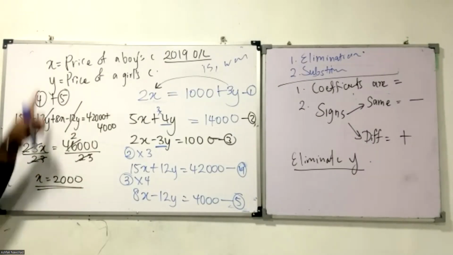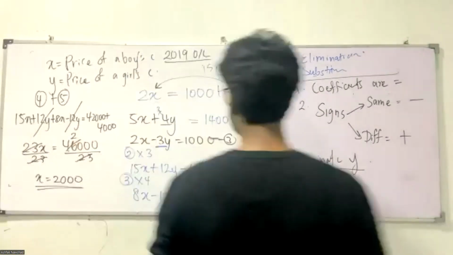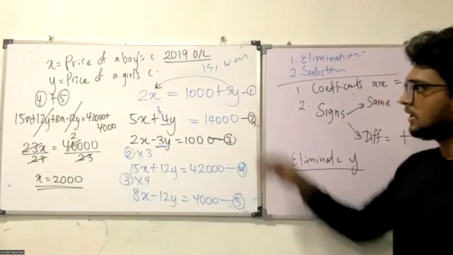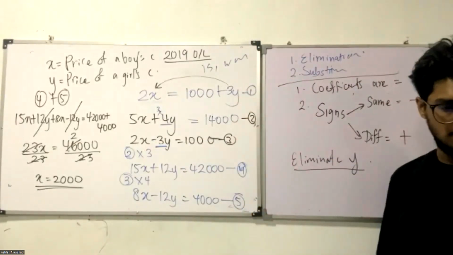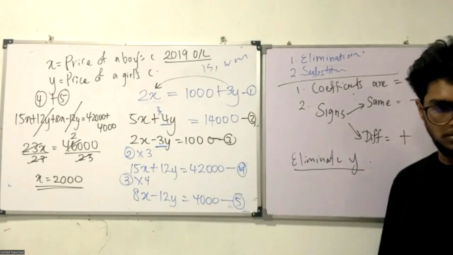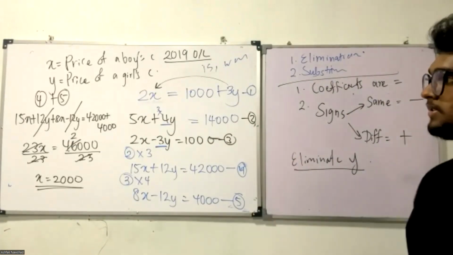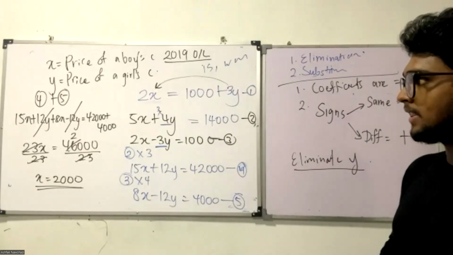See, the price of a boy's costume is 2,000. This question, the 2019 question, requires more simplification. See, we derived 5 equations. We have never done that before for any question, right? 5 equations. That's a pretty lengthy question.